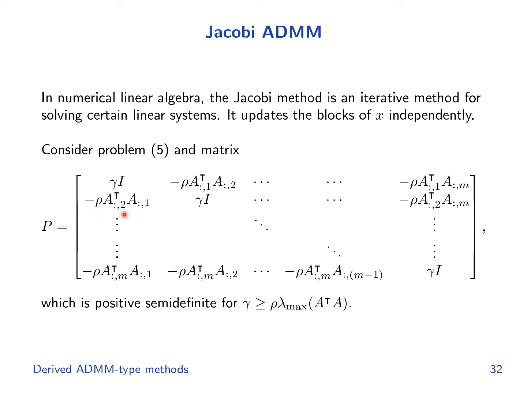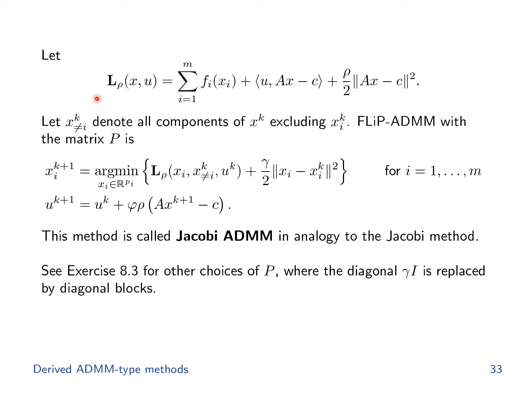The i's block transpose times the j's block form the ij's block of this matrix P. We ensure P is positive semi-definite by requiring gamma greater than or equal to rho times lambda max, the maximum eigenvalue of A transpose A. Define the Lagrangian as the original objective function plus the dual variable transpose inner product with the constraint violation, as well as rho times the penalty of the constraint violation.